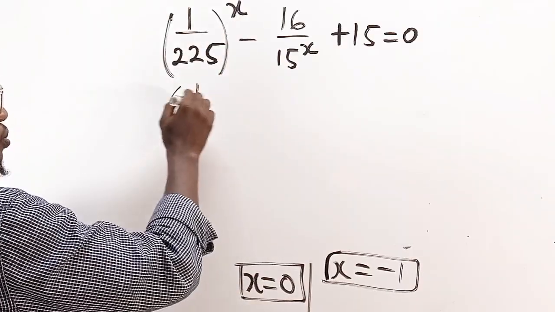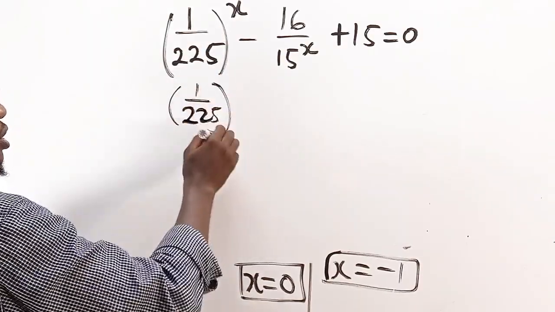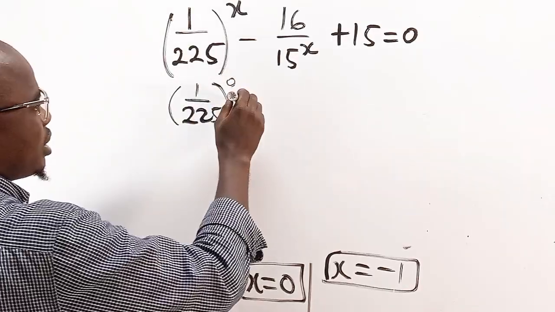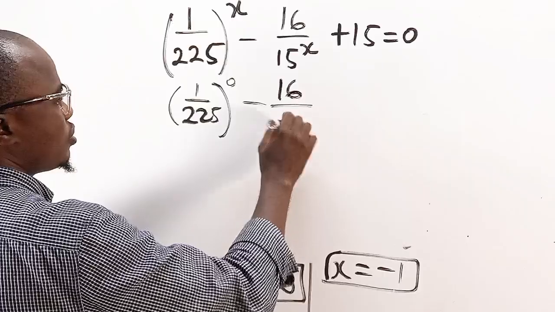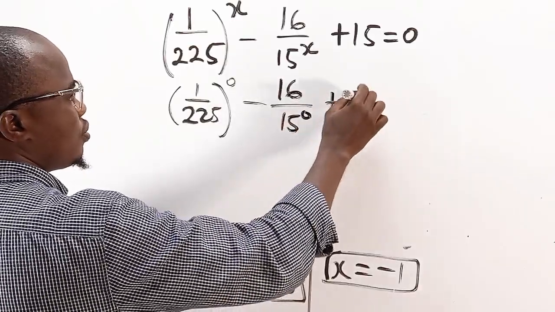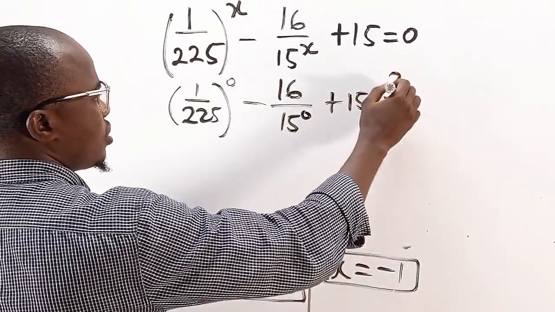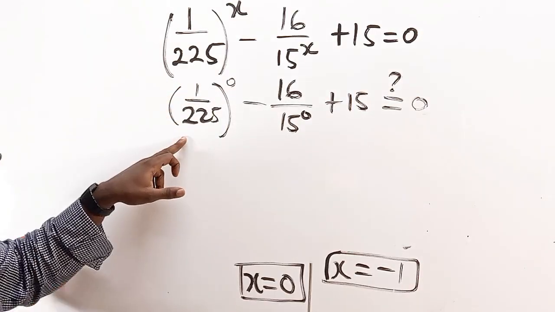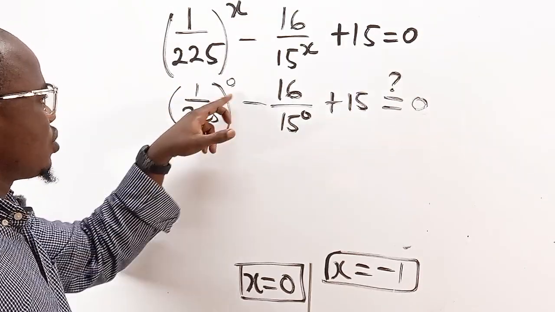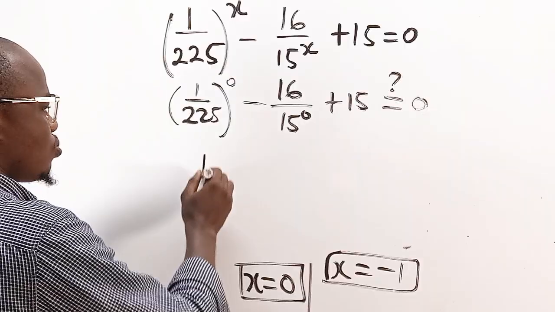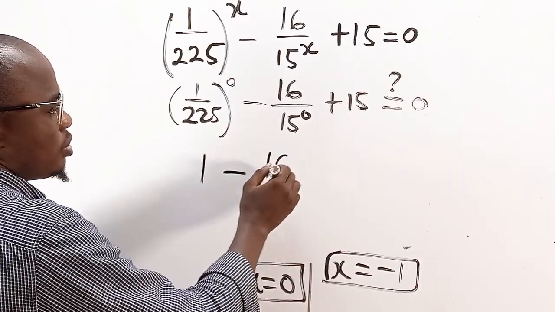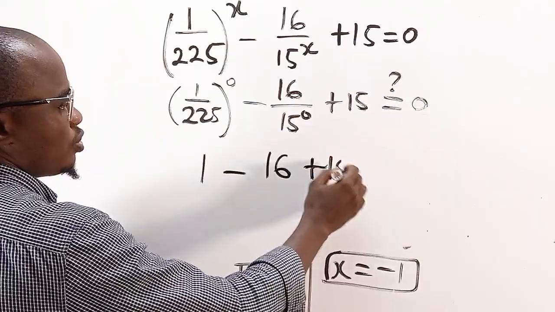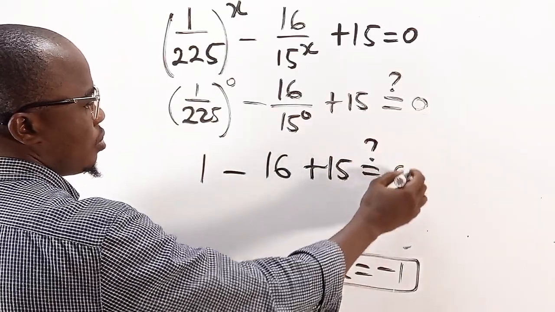You can see that we have 1 over 225 raised to power 0, minus 16 over 15 to the power of 0, then plus 15. Would this give us 0? So we are going to do that. 1 over 225 raised to power 0 is 1, minus 16, because 15 raised to power 0 is the same thing as 1, then plus 15. Would this give us 0?